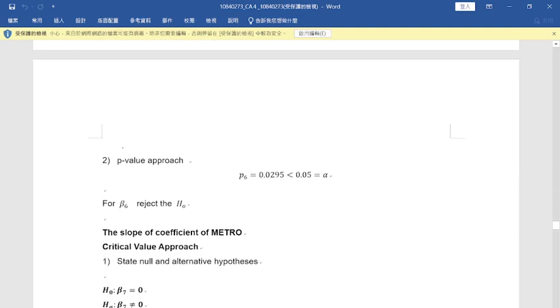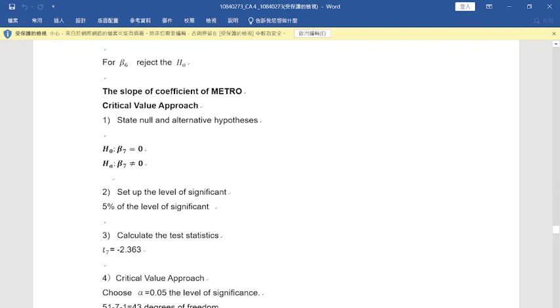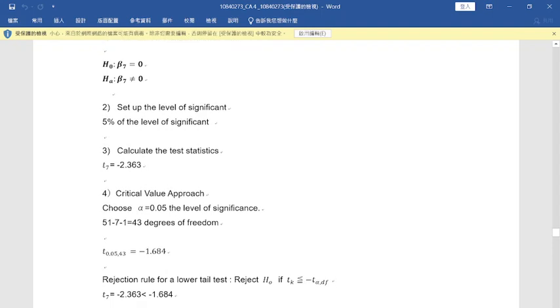And then for the metro, we need to do a two-sided test. I think I just found my mistake here. For this, I simply looked at only the lower side, but I need to use 0.025 instead of 0.05 and take a look at both sides.